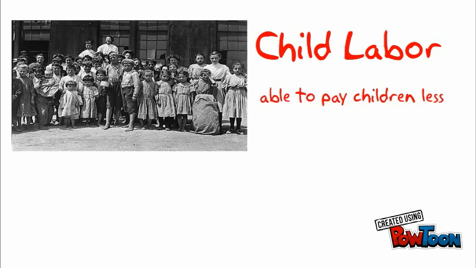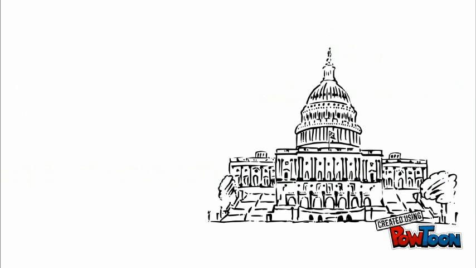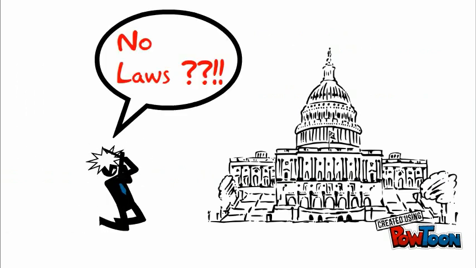For example, child labor. If I'm an owner of an early factory, I'm going to hire as many children as possible because I can pay those children less. By paying my workers less, it puts more money in my pocket, more profit for me and for the owners. So as an owner, I'm at an advantage hiring children to work in my factories.